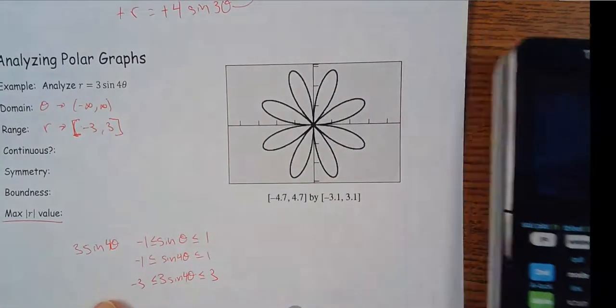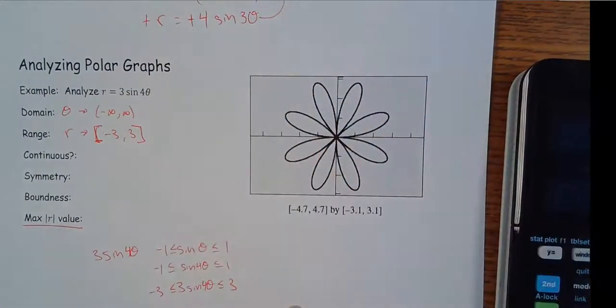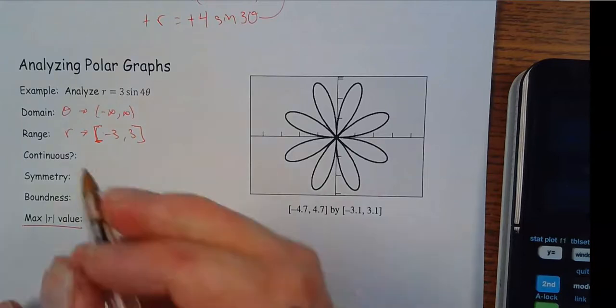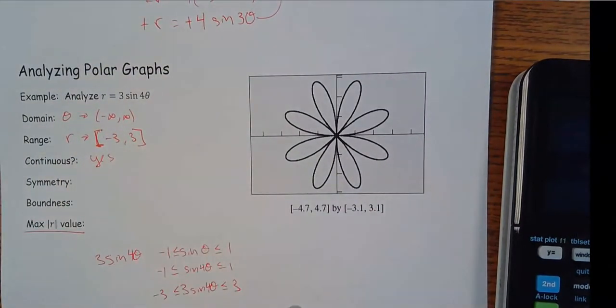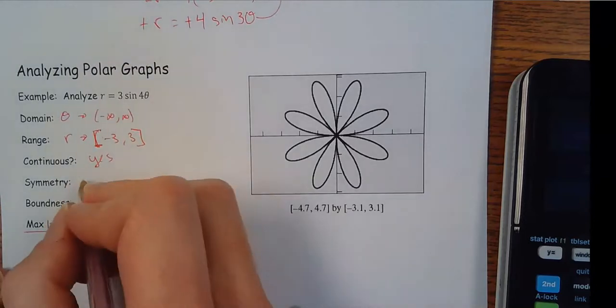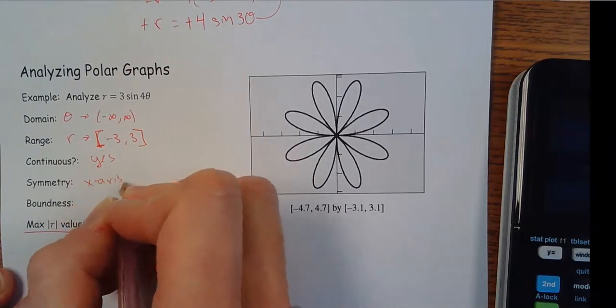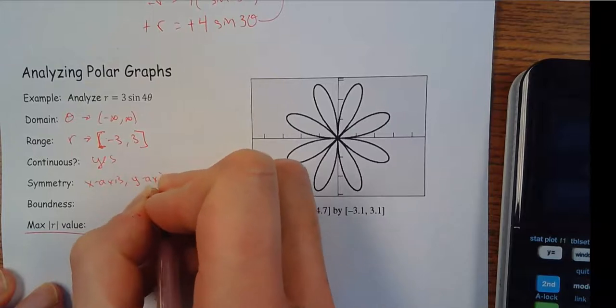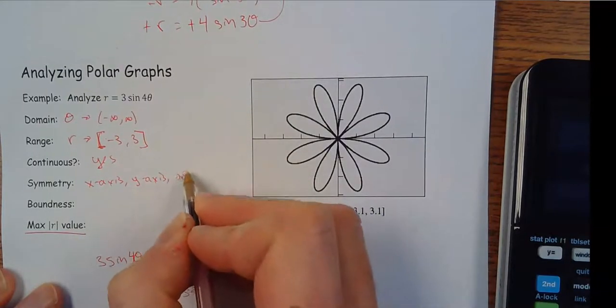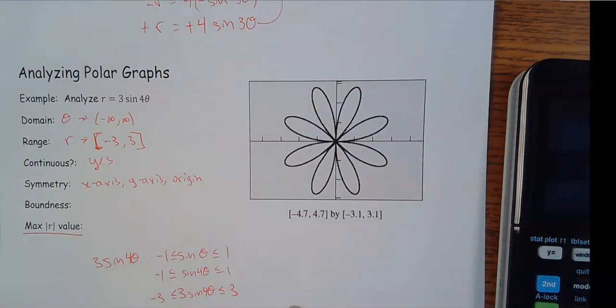Now, is this continuous? Just looking at the graph, does it have any holes or gaps or jumps or skips? It does not have any holes in it, so yes, it is continuous. Does it have symmetry? It has symmetry about the x-axis. We could check it if we wanted to. I can visually see that. The y-axis, and about the origin.